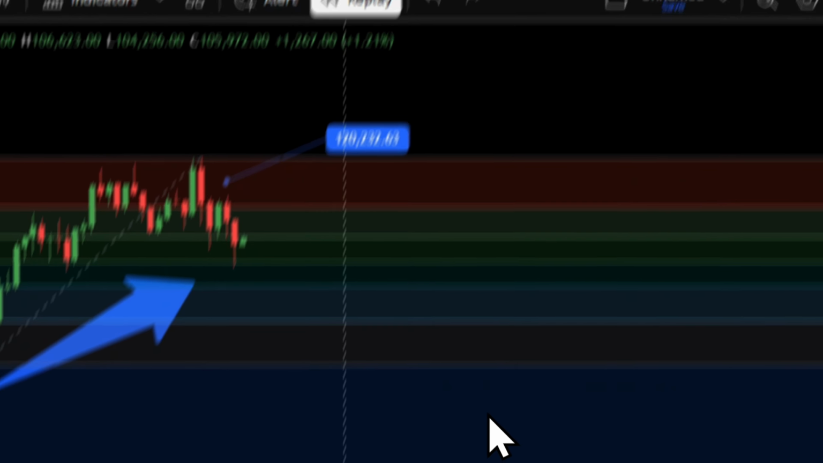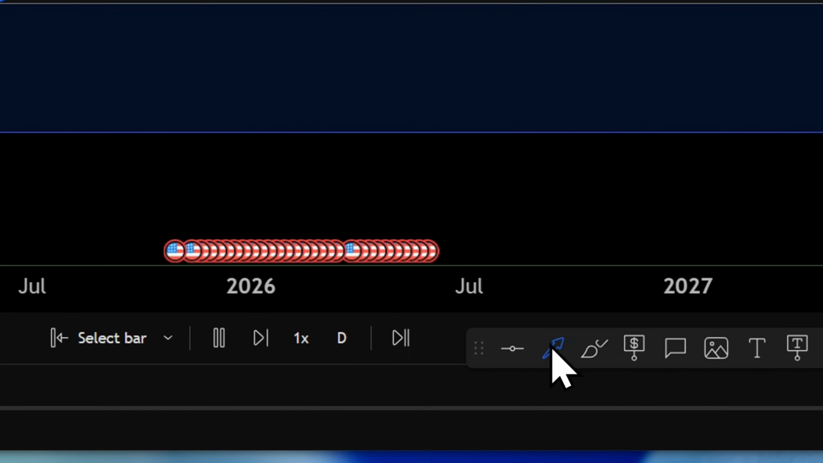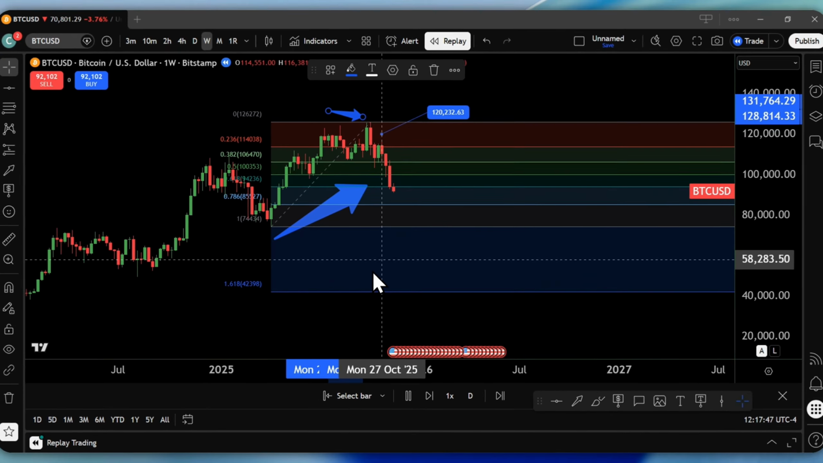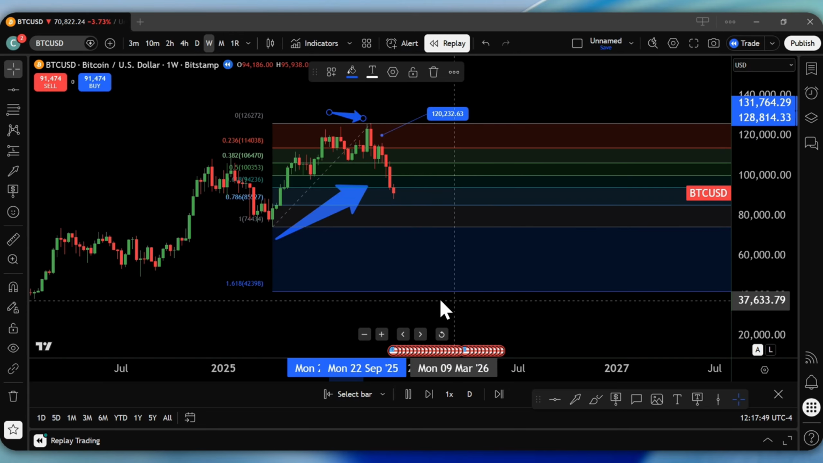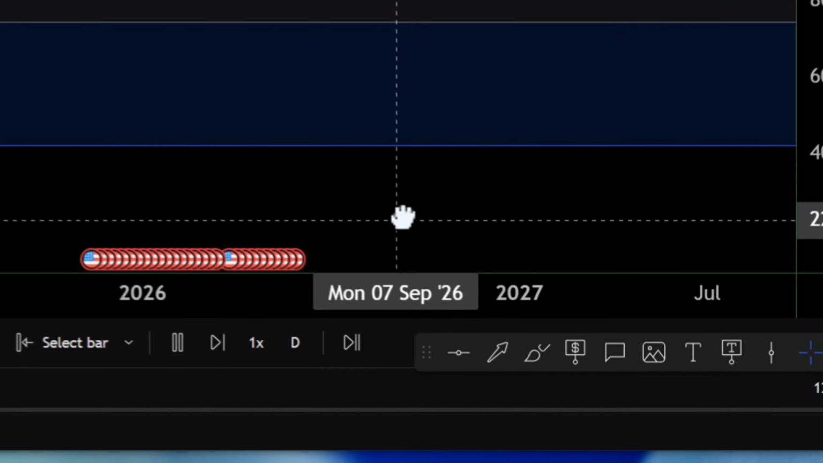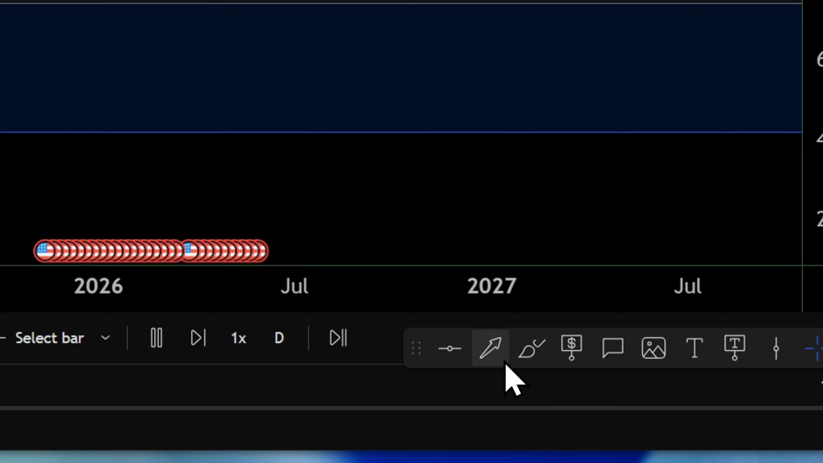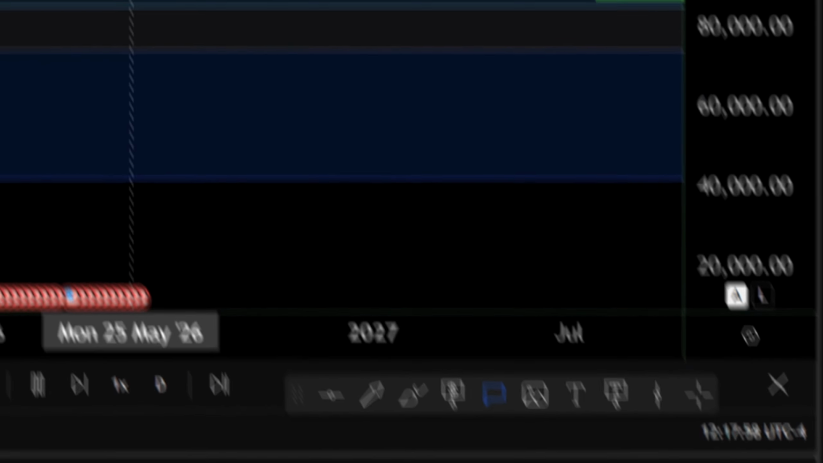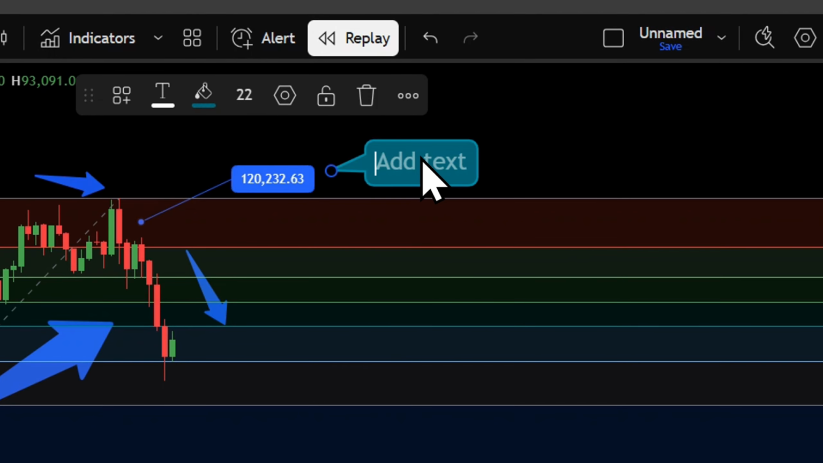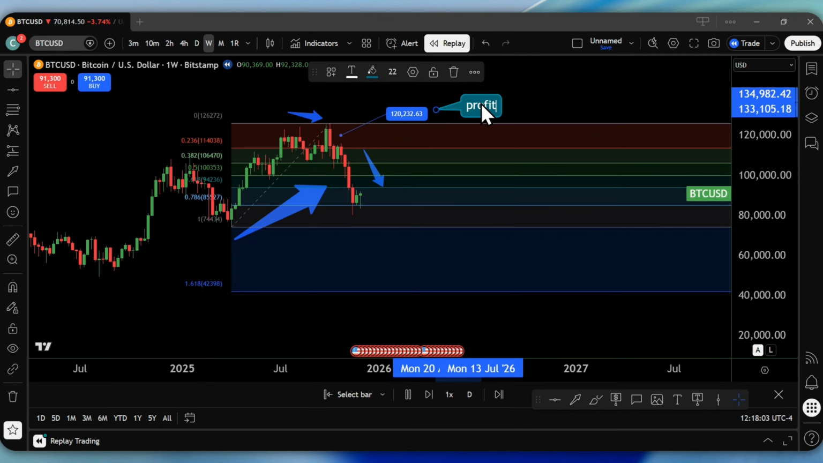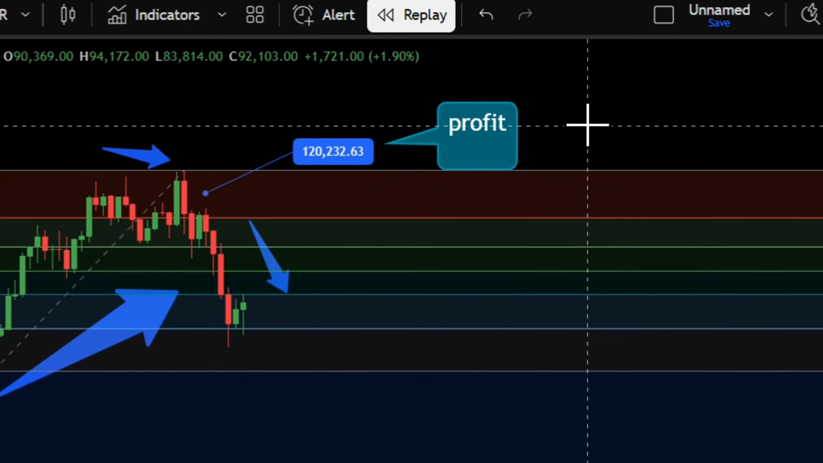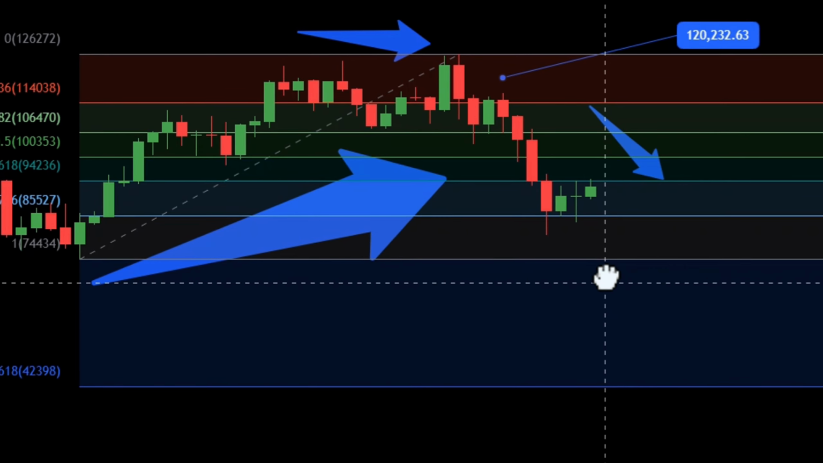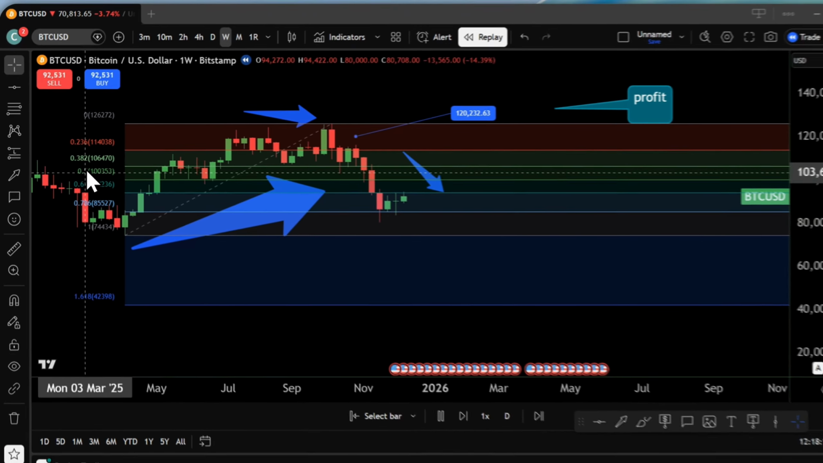How traders actually use these levels. Now let's talk about practical usage. Imagine a strong upward move. Price rallies aggressively. Eventually, buyers take profits and the market begins to pull back. This is where traders often start looking at Fibonacci levels. Instead of chasing the move higher, they wait for price to retrace into an area of interest. Maybe the 0.5 level. Maybe the 0.618 level.